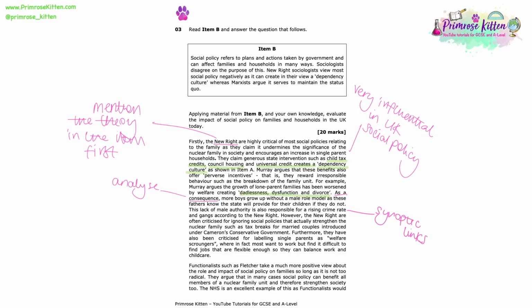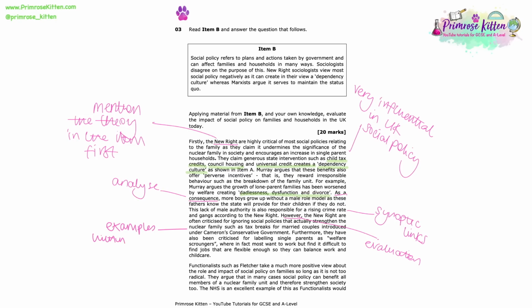However, always my key little word to show the examiner that now I am moving on to my evaluation or criticism of the new right. The new right are often criticised for ignoring social policies that actually strengthen the nuclear family, such as tax breaks for married couples introduced under Cameron's Conservative government. I think students are quite often reluctant to include examples within evaluation, but just like within the main body of your essay, examples strengthen your argument. Examples like the one we've applied here also strengthen your evaluation.